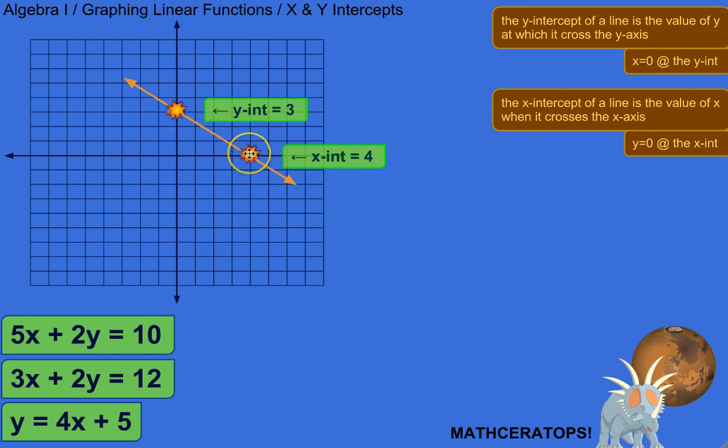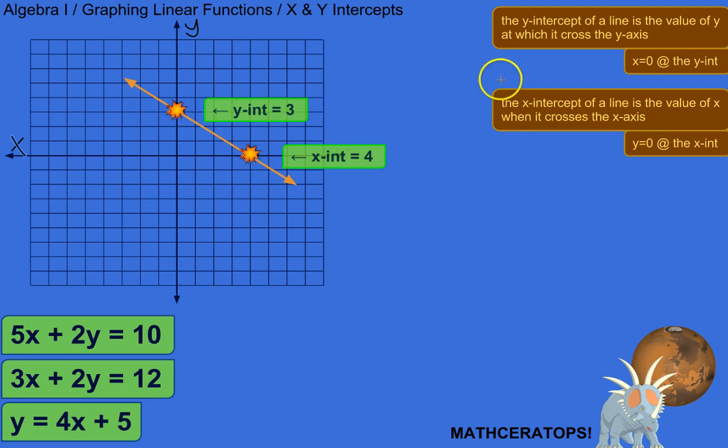and its x-intercept. So the y-intercept of a line is the value of y at which it crosses the y-axis. So this is the y-axis. Maybe I should label that. You always have the y-axis going up and down. It's the vertical axis, and then this is the x-axis, the horizontal axis. So the value of y when the line crosses the y-axis. So here it's 1, 2, 3. So the y-intercept would be 3. The value of y is 3 when it crosses the y-axis.